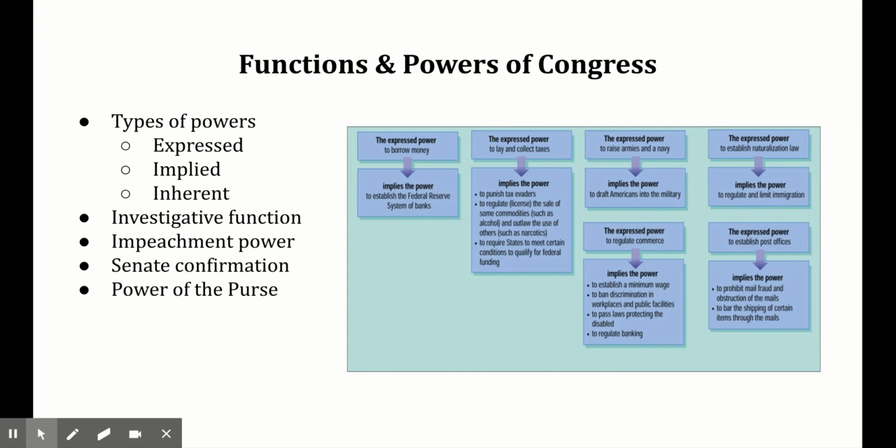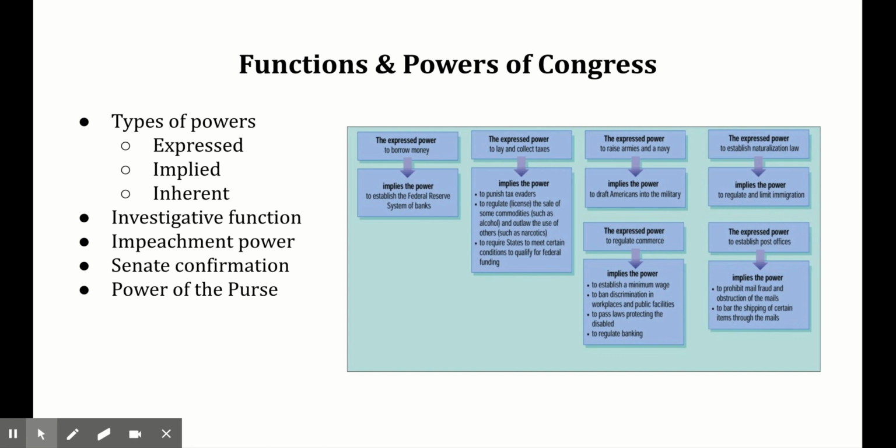The third type of power is inherent powers, which are powers that Congress has just because it's a nation, it's a legislative body. It's kind of like powers that go without saying, like declaring war. That's technically an expressed power, but if it hadn't been expressed in the Constitution, it would be an inherent power, just in terms of being the representative body and the legislative body of our country.